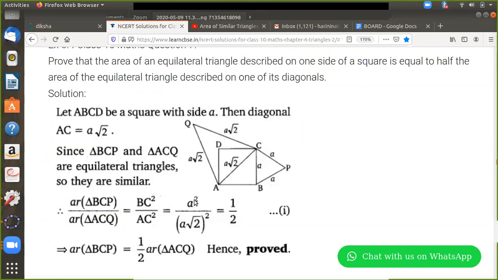On the numerator you have A square. So that A square and this A square will get cancelled and you will get this result. So the area of the bigger triangle is 2 times the area of the smaller triangle. And hence proved.